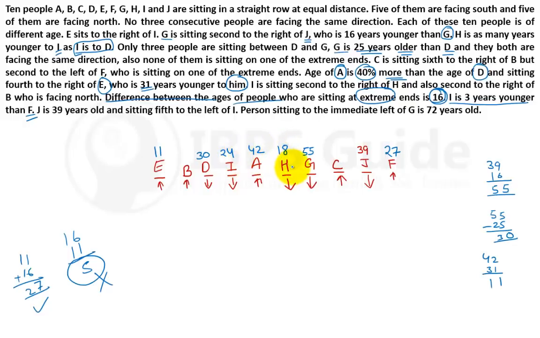Okay. Now what is the age of C? It is clearly mentioned that the person sitting immediately to the left of G is 72. G's immediate left is 72 years of age. None of the information gives the age of B. So this is your right diagram, and everyone must have got this.